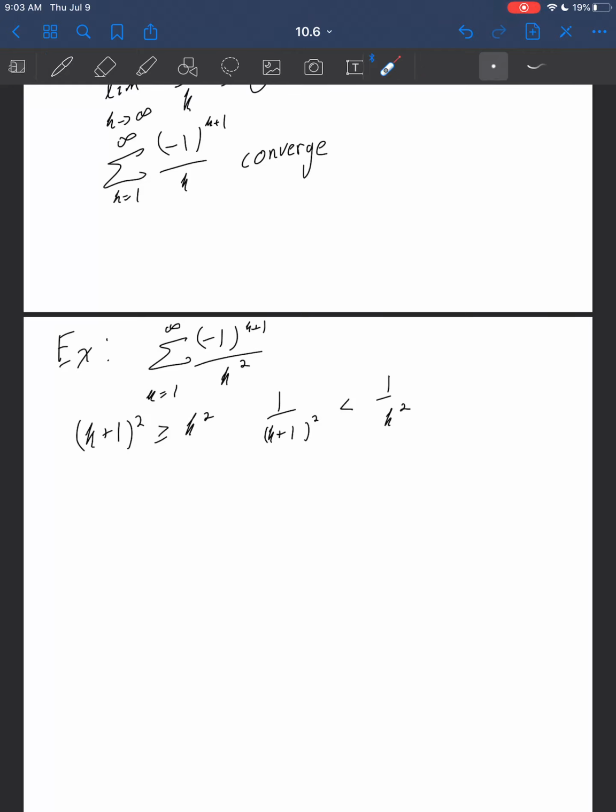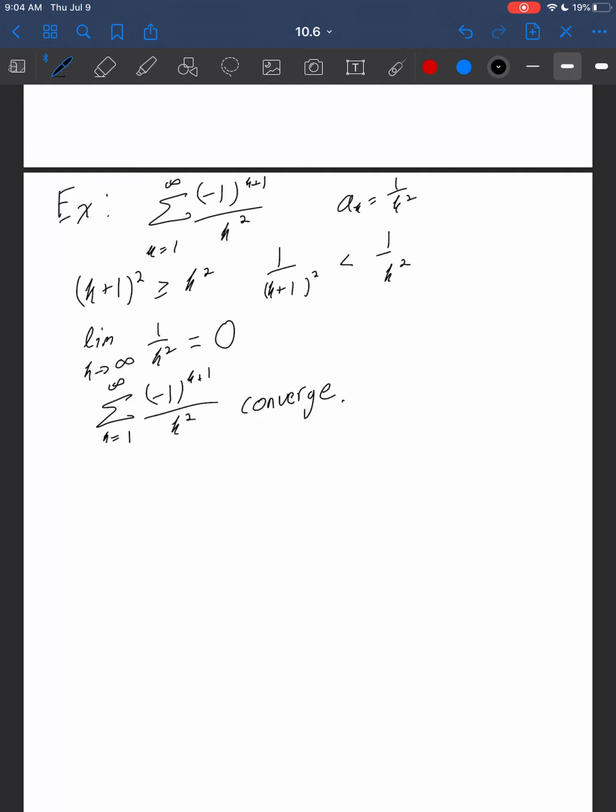And then similarly, the limit as k goes to infinity of 1 over k squared is going to be equal to 0 still, right? We're getting 1 over a huge number, so this is going to be 0. So by the alternating series test, the sum from k equals 1 to infinity of negative 1 to the k plus 1 over k squared is going to converge still.